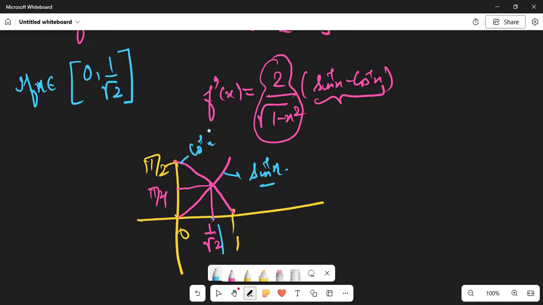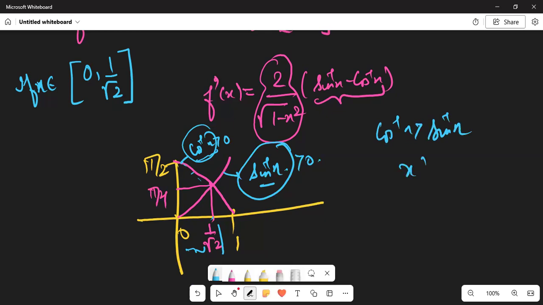So what can you see? Cos inverse x is actually greater than 0, and sine inverse x is also greater than 0. But cos inverse x is actually greater than sine inverse x, because you see that the function sine inverse x is lying below cos inverse x when x is lying between 0 and 1 by root 2. In this interval, you can see that this is above the function sine inverse x. That means cos inverse x is greater than sine inverse x when x is lying in this interval.